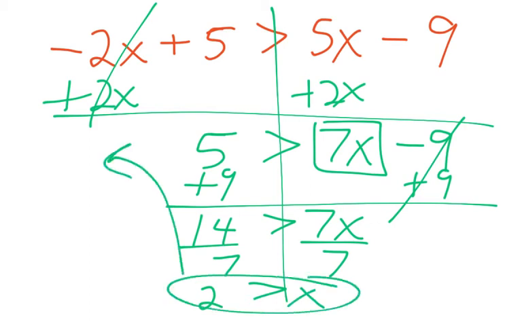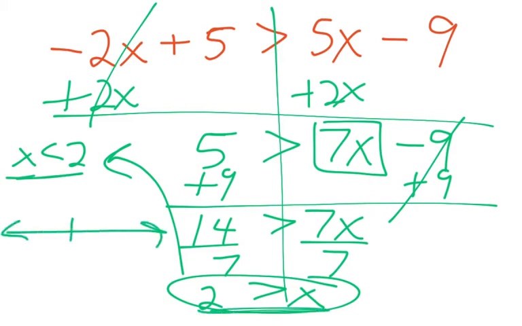I'm going to rewrite it over here. So x is less than 2. Put the variable on the left, right? These two mean the exact same thing. And now we're just going to graph it. So we have an open circle on the 2 and shade to the left because we want numbers less than 2.